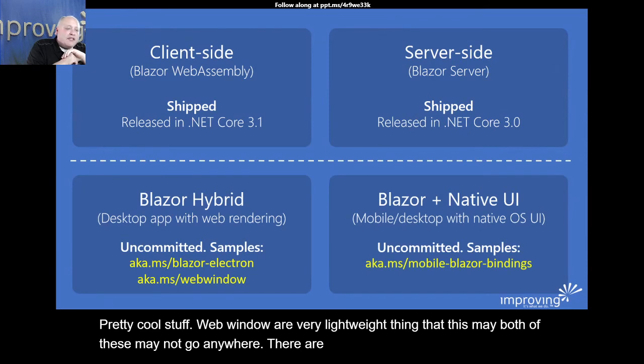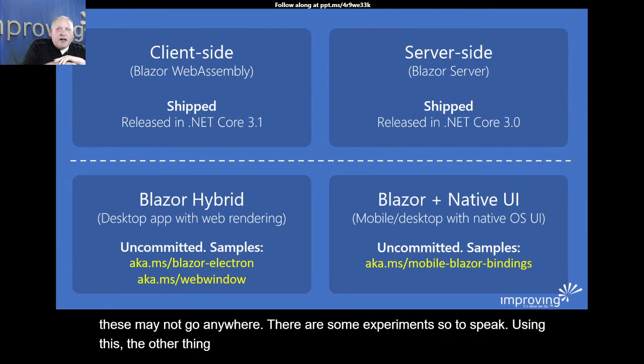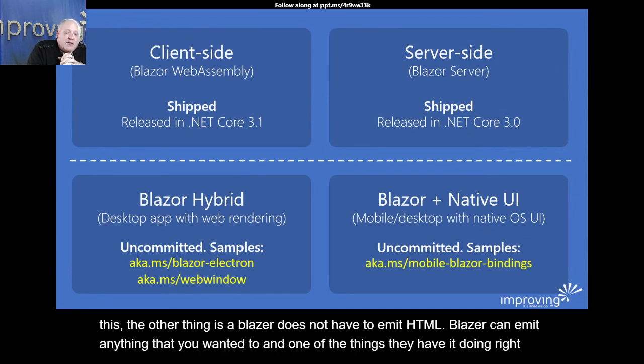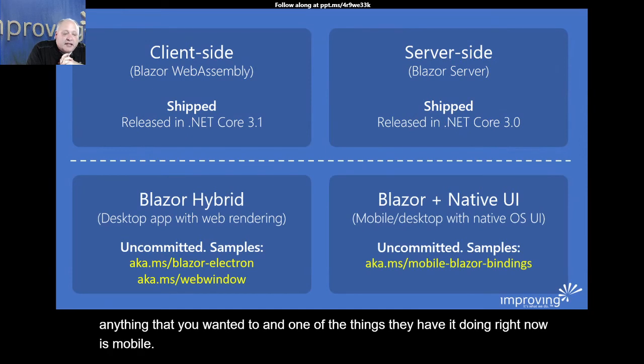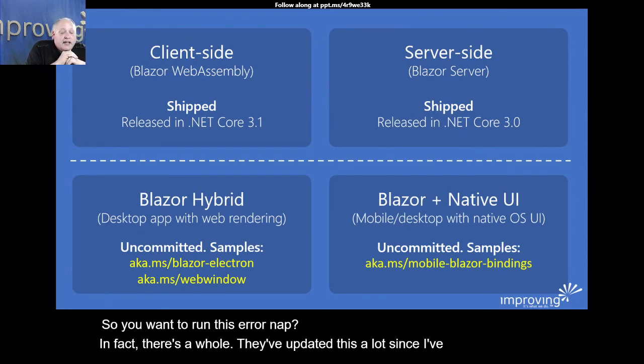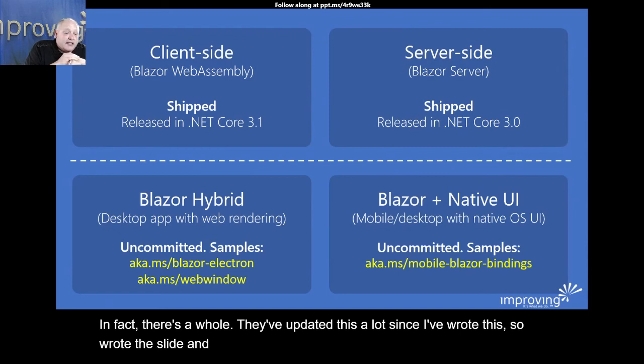The other thing is Blazor does not have to emit HTML. Blazor can emit anything that you want it to, and one of the things they have it doing right now is mobile and doing Xamarin. So if you want to write a Xamarin app, they've updated this a lot since I wrote this slide, and since May. There's lots of things out on Channel 9 and the YouTube channel for Microsoft showing how to do these various things.